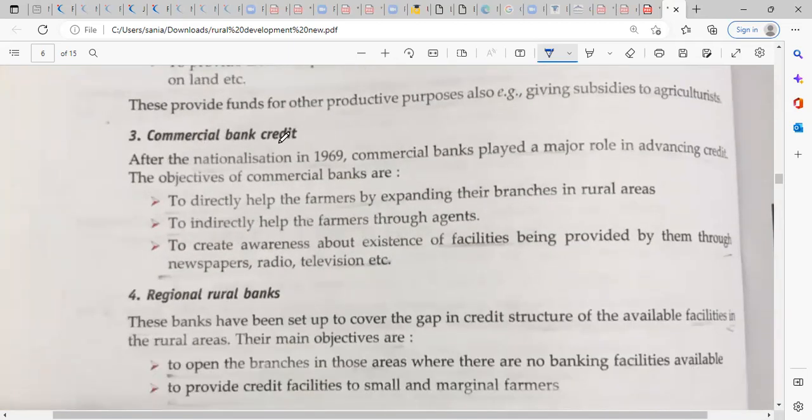Next, third is commercial bank. You already know there are different banks. What you will write: commercial banks played a major role in advancing credit. They directly help the farmer by expanding their branches in the rural areas. Then you will write to create awareness about the existence.